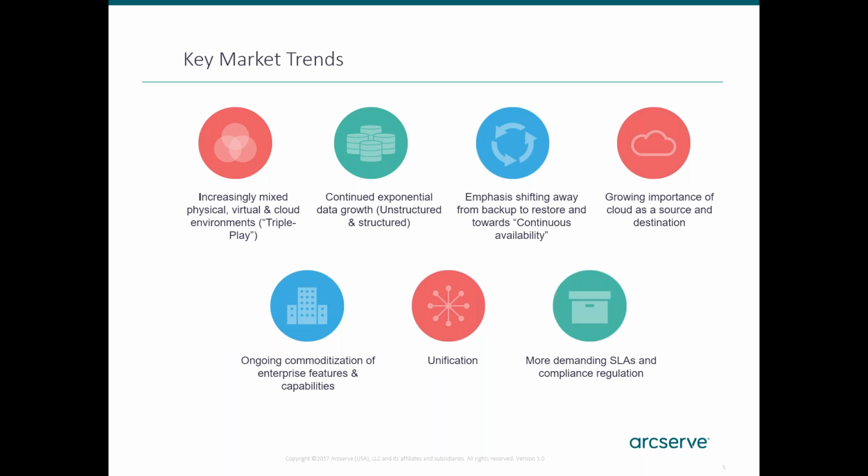We also see an ongoing commoditization of enterprise features. RHA is a great example of this. People tend to think that having continuous availability, a high availability solution, is only for the enterprise market, and that it's very expensive. That's not true with RHA. RHA is a very cost-effective solution, and it's available for everyone. You can use it in the SMB, but also in the mid-market. I will show you later in the licensing section how you can acquire this, because it is part of the UDP or available standalone.